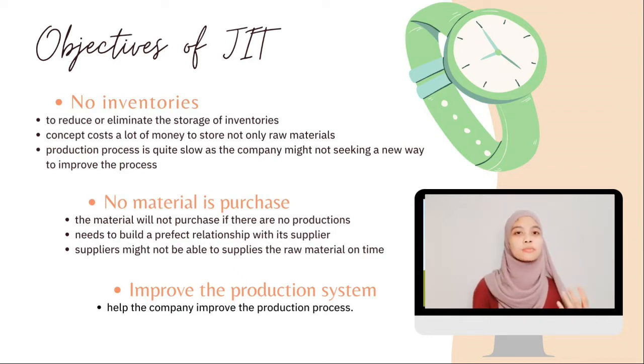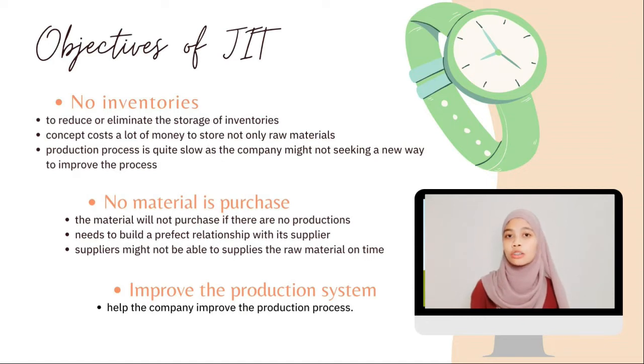Second is no material is purchased. In implementing JIT, the material will not be purchased if there is no production. Unlike the old system, the raw material is purchased due to production forecasting, demand and production. The old system normally has low networking with suppliers, and most of the raw material required during the year is purchased in advance, spending a lot of money and space on storing the raw material and taking care of it. The just-in-time system is trying to overcome this by ensuring that there is a good relationship with the supplier and the raw material is purchased only if there is production.